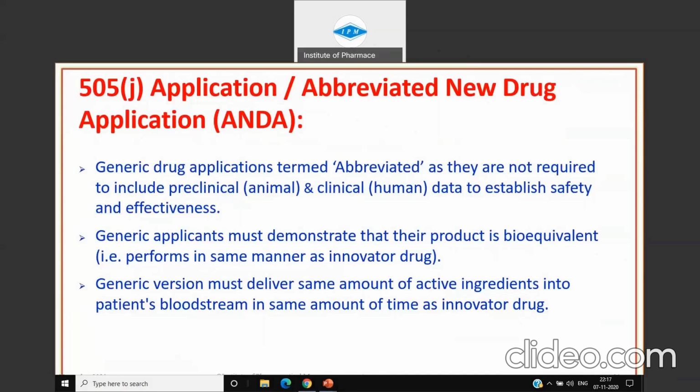So this last line is what is meant by bioequivalent. In layman terms, that is what bioequivalent is. It has to perform in the same manner as the innovator drug in the patient's body, in the patient's bloodstream. That is what is required to be demonstrated. With respect to clinical studies, that is, human studies, this is the only study that the generic applicant has to do.